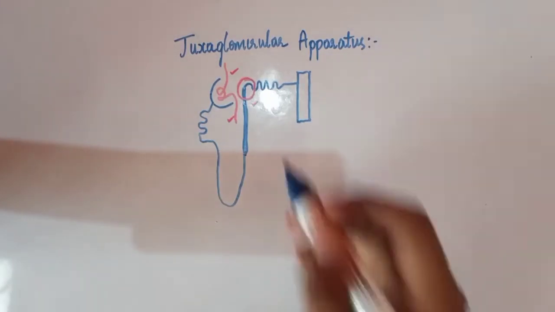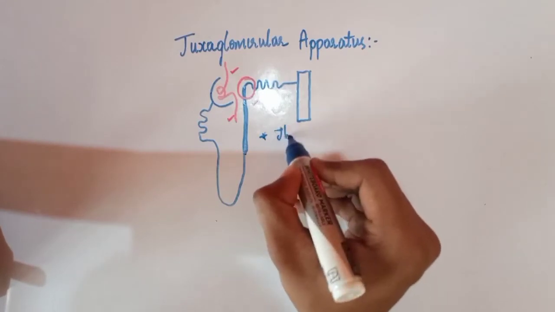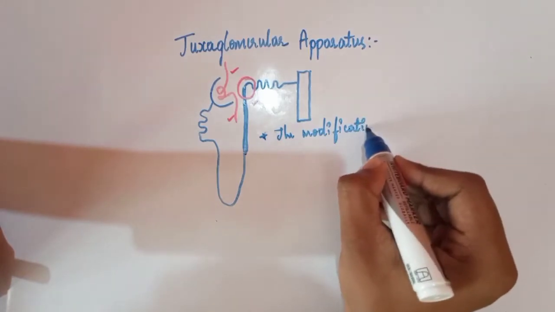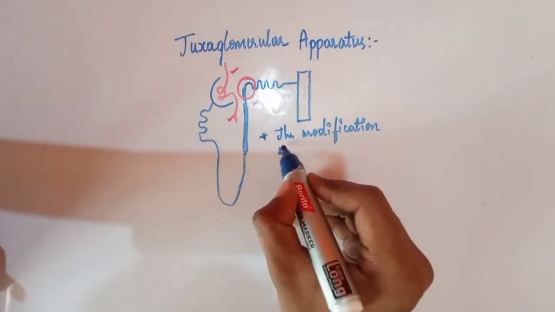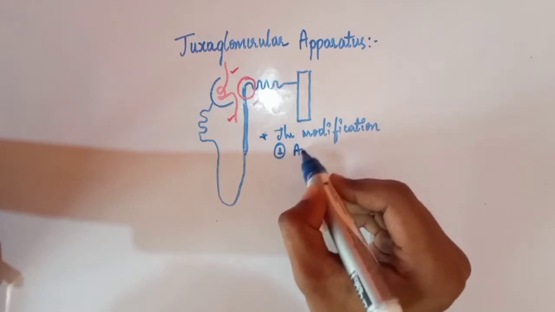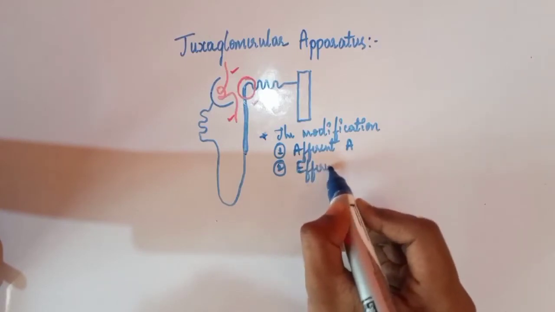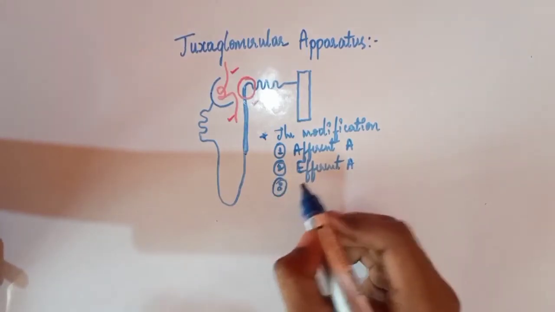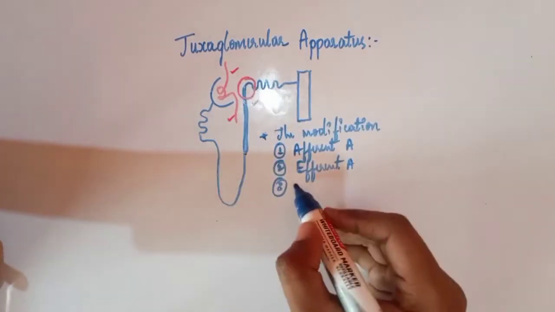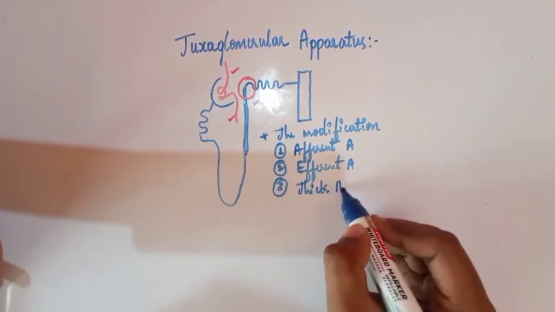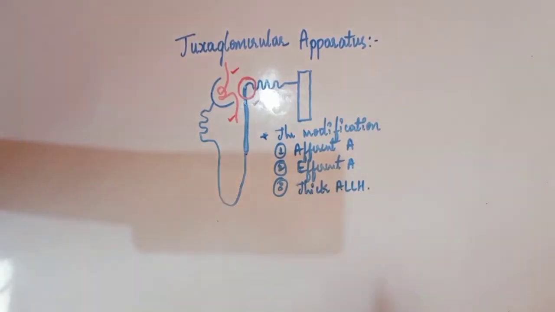It is nothing but the modification, the modified structure of what? Number one, modified afferent arteriole. Second one, efferent arteriole. Third one, the terminal part of ascending limb of loop of Henle. That too thick part, thick ascending limb of loop of Henle. So these three form the juxtaglomerular apparatus. So this is the modified structure.